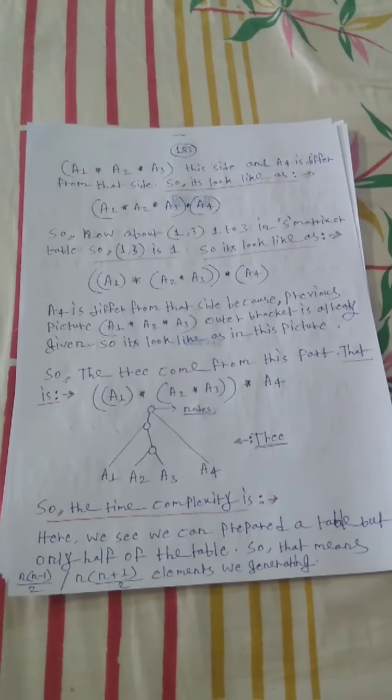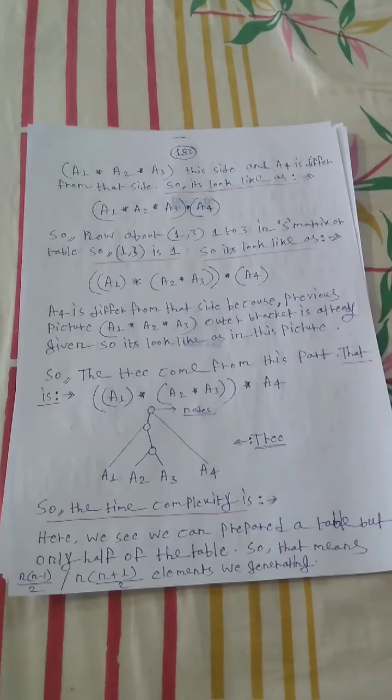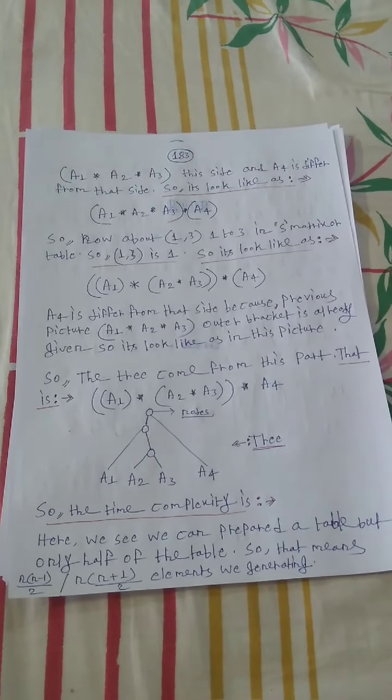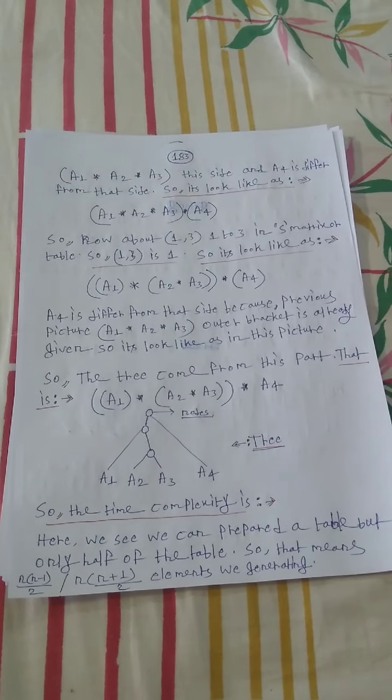a1, a2 and a3: at first we merge a2 and a3, then the resultant will be added with a1, and then that result will be added with a4.